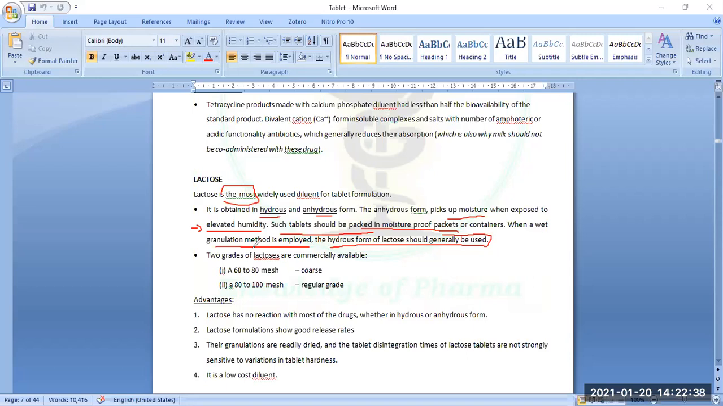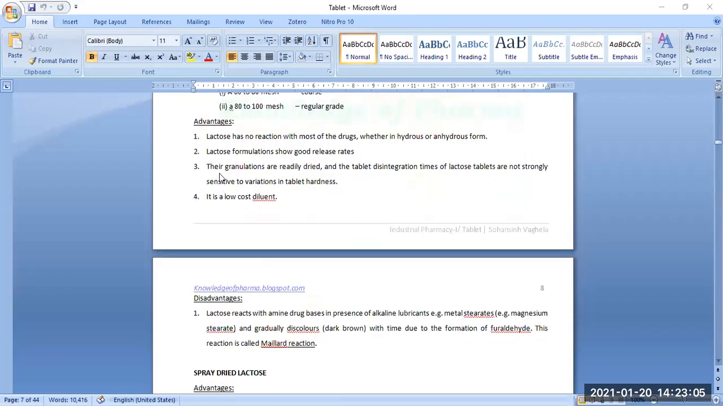Okay, two grades of lactose are commercially available. It is based on its size: coarse and regular grade. Coarse means if your powder passes through a 60 mesh size screen, then this powder is known as a coarse powder. Okay, but it is not a definition of coarse, but here lactose is identified or separately available as two types, regular grade and coarse grade. Now, what is the advantage of lactose?